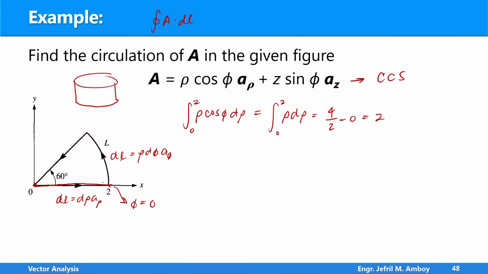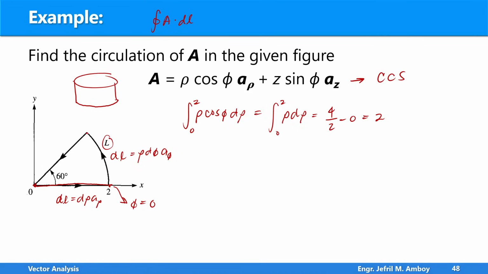Now, how about for this second path? For the curved path, we need to again get the dot product of A and dl. In this path, dl is rho d phi times a_phi. But in the vector A, there is no a_phi component. So if we get the dot product A dot dl, we will get 0. Okay, di ba? Ang dali. Walang kahirap-hirap. The line integral for this curved path must be 0.